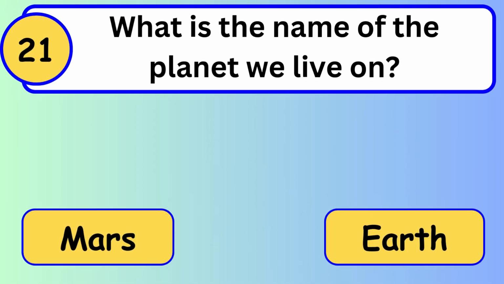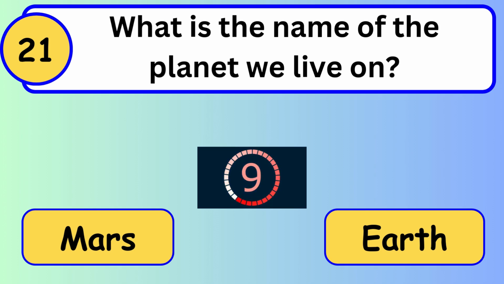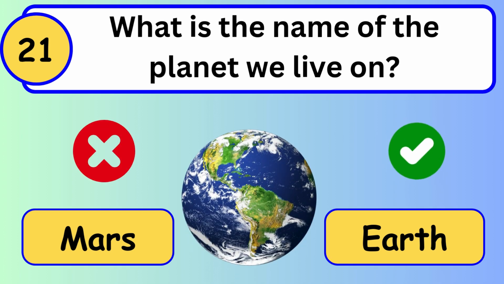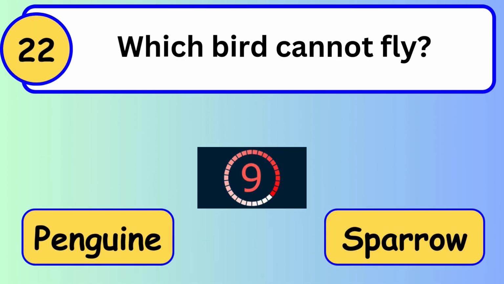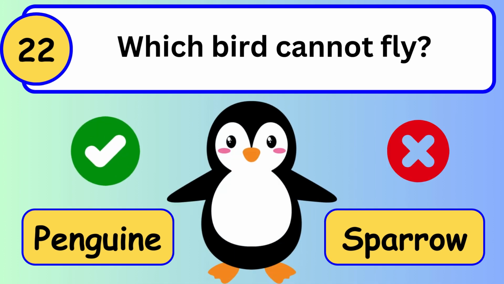What is the name of the planet we live on? Earth. We live on Earth. Which bird cannot fly? Penguin. A penguin cannot fly.